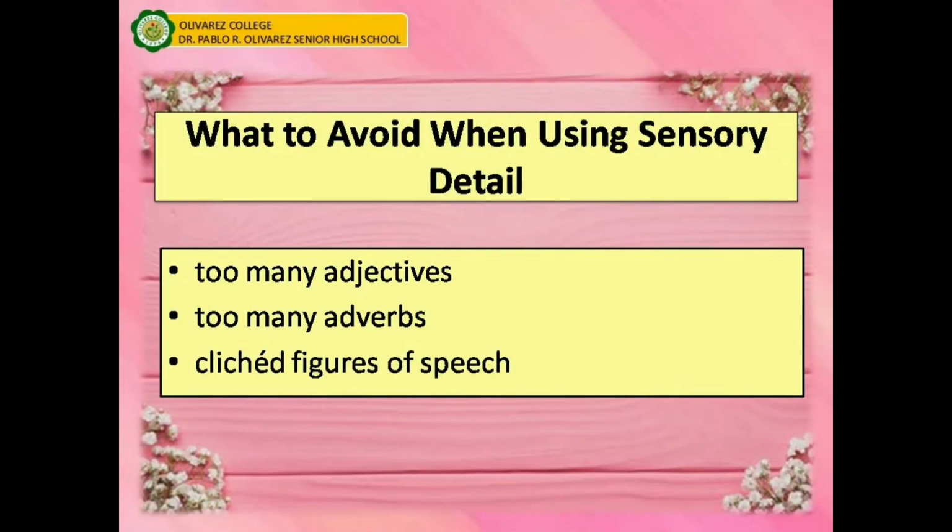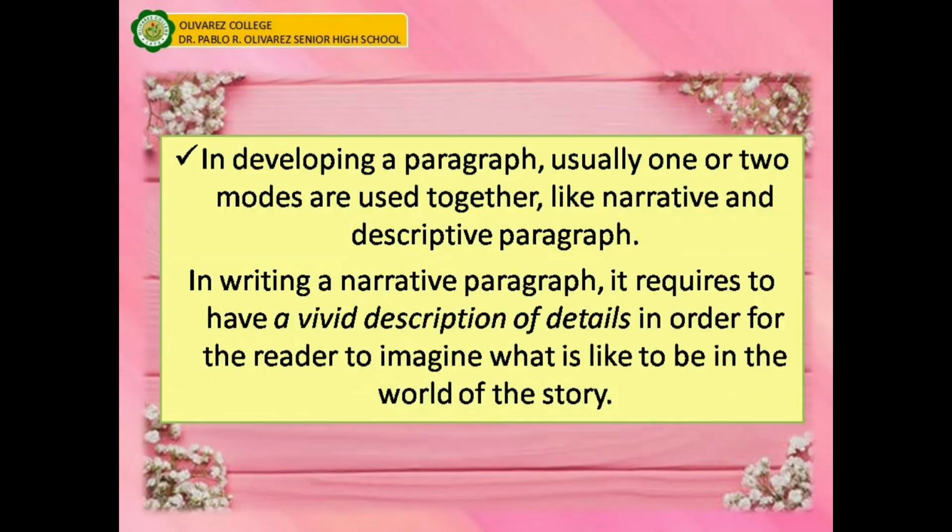When using sensory details, avoid too many adjectives, too many adverbs, or clichéd figures of speech. In developing a paragraph, usually one or two modes are used together, like narrative and descriptive. It is natural to combine two modes of writing. Like in writing a narrative paragraph, it requires a vivid description of details in order for the reader to imagine what it is like to be in the world of the story.